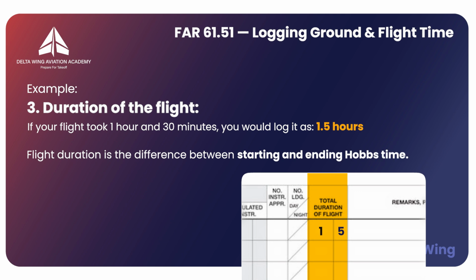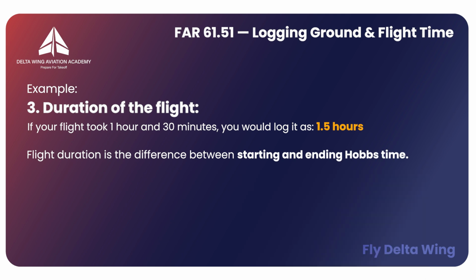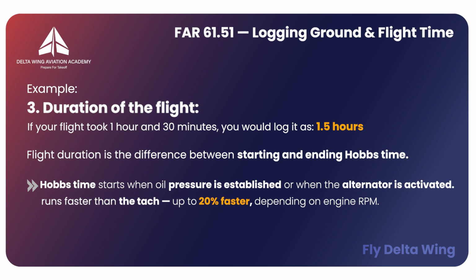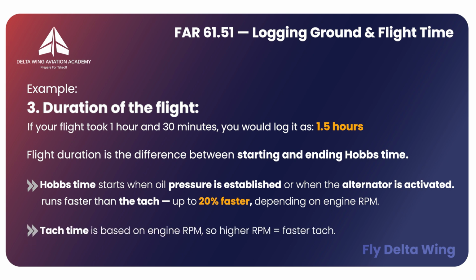Flight duration is the difference between starting and ending Hobbs time. Hobbs time starts when oil pressure is established or when the alternator is activated. It runs faster than the tach, up to 20% faster depending on engine RPM. Tach time is based on engine RPM, so higher RPM equals faster tach.